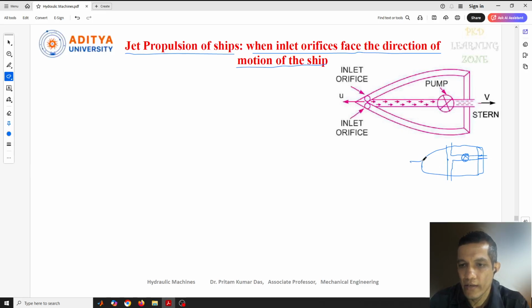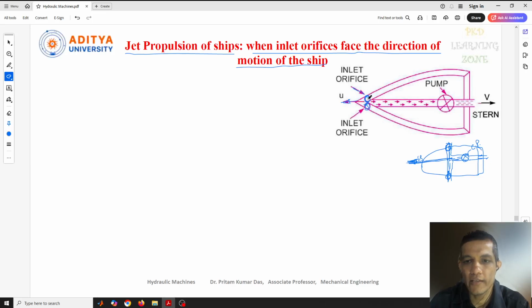So here the jet motion or the ship motion is in this direction, and the water enters through this orifice. This is the orifice and this is the orifice. Through this orifice the water comes inside the ship, and this is the centrifugal pump. It is at right angle to the direction of the ship. Here the condition we have taken is that the ship is moving in this direction, and the orifices are taken at this point. These two are the inlets of the orifice.